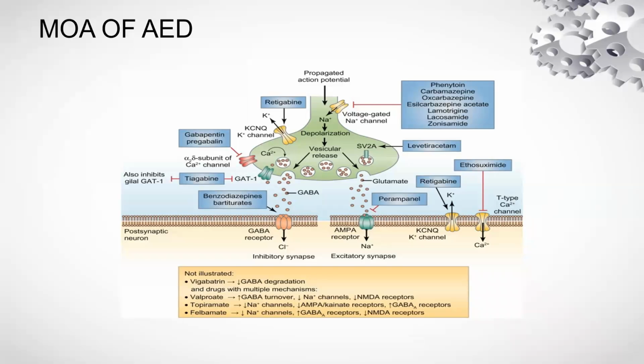Now, probably it is the right time to discuss the mechanism of action of various drugs. Most of the drugs have sodium channel blockade as their main mechanism of action. These drugs include phenytoin, carbamazepine, oxcarbazepine, eslicarbazepine, lamotrigine, lacosamide, and zonisamide. Levetiracetam and brivaracetam act on the synaptic vesicle protein called SV2A. Benzodiazepines and barbiturates act on the GABA receptors, while perampanel has a new mode of action. It acts on AMPA receptors. A few drugs like valproate and topiramate have multiple different mechanisms of action. That is why they are truly broad spectrum drugs.